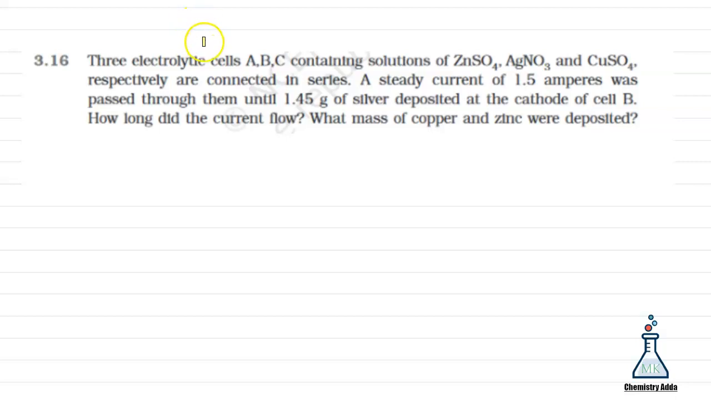Hello students, in the given question we have been provided that three electrolytic cells A, B, C containing solution of zinc sulfate, silver nitrate and copper sulfate respectively are connected in series. A steady current of 1.5 amperes was passed through them until 1.45 gram of silver was deposited at the cathode of the cell B. We have been asked how long the current flowed, and what mass of copper and zinc were deposited.